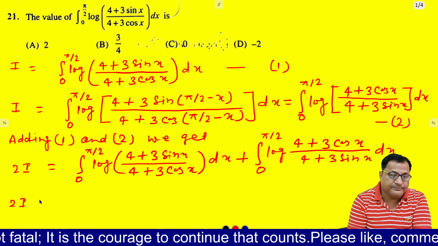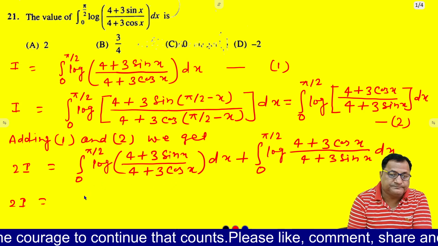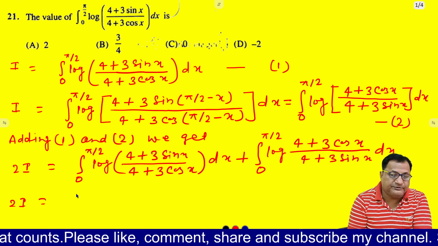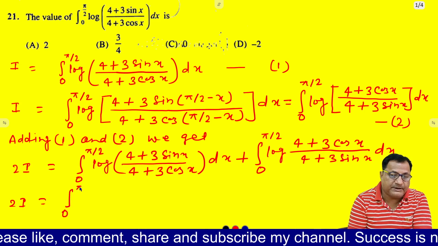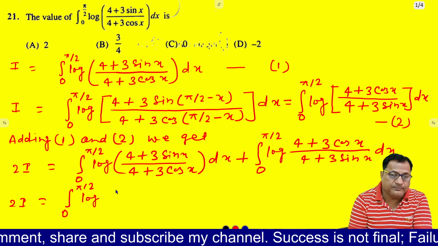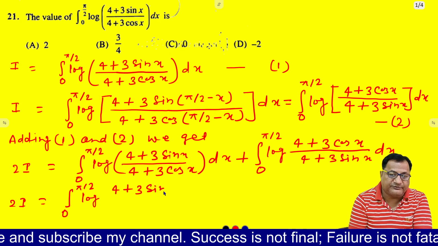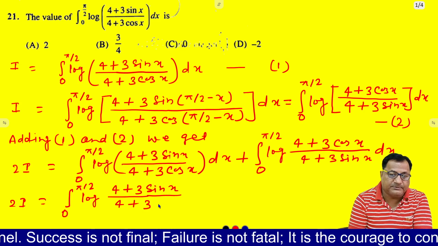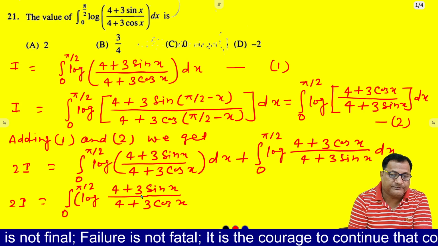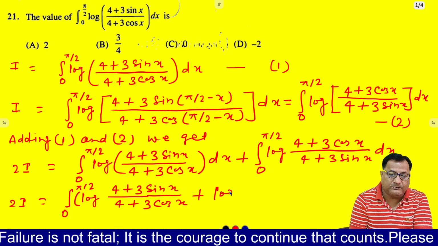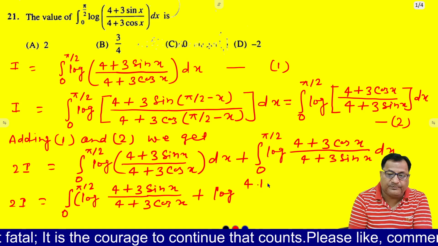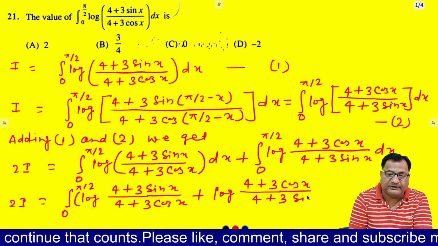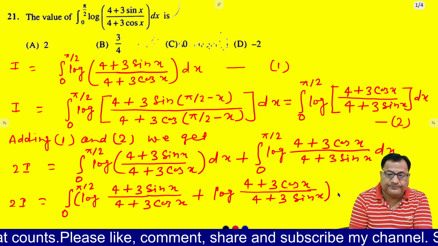2I equal to, if we combine this, then this will be integral from 0 to pi by 2 of log (4 plus 3 sin x) by (4 plus 3 cos x) plus log (4 plus 3 cos x) divided by (4 plus 3 sin x) dx.